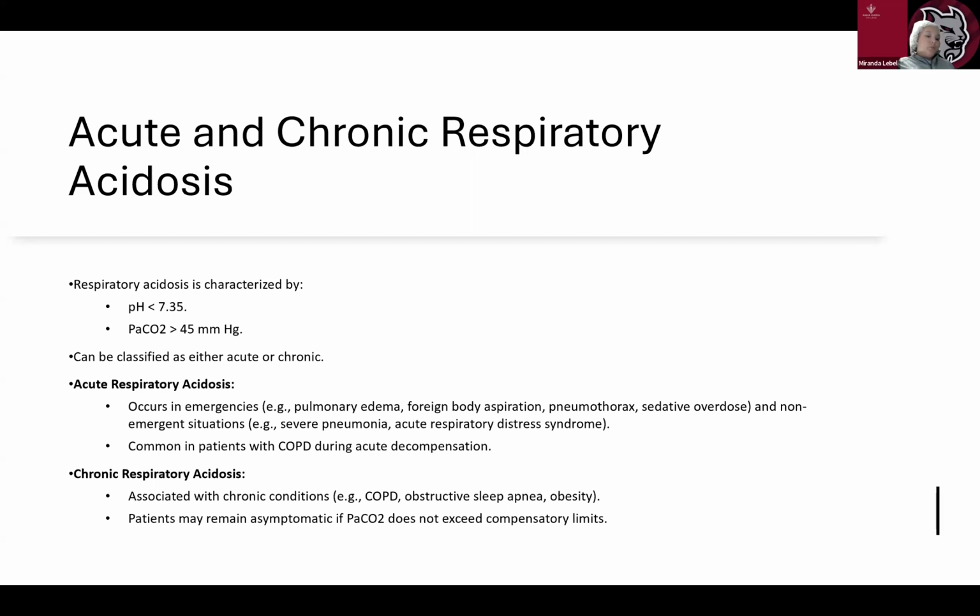So for acute respiratory acidosis, this is going to occur in emergencies. Think pulmonary edema, foreign body aspiration, pneumothorax, sedative overdose, and non-emergent situations like severe pneumonia, acute respiratory distress syndrome. This is going to be common in patients with COPD during acute decompensation. And then for chronic respiratory acidosis, we're going to think COPD, obstructive sleep apnea, obesity. Patients will remain asymptomatic if PaCO2 does not exceed compensatory limits.